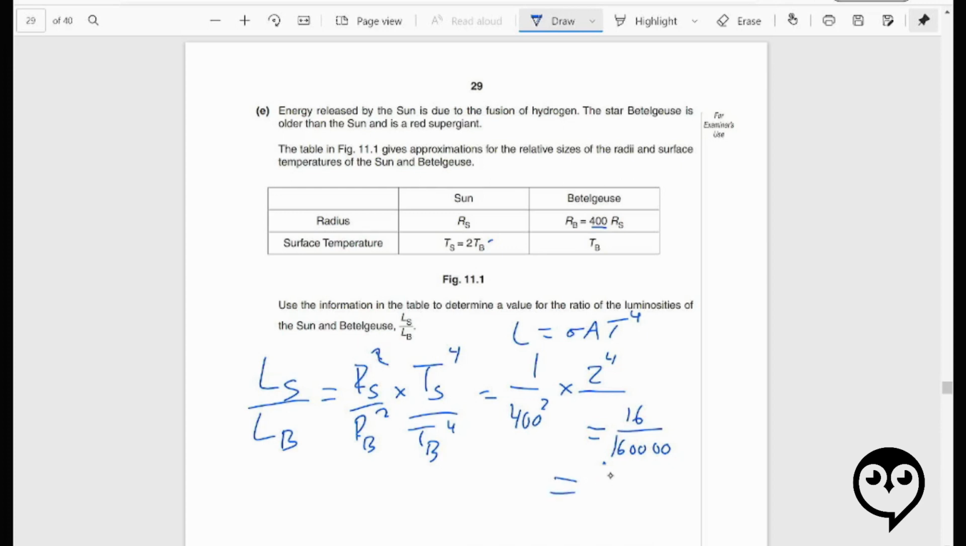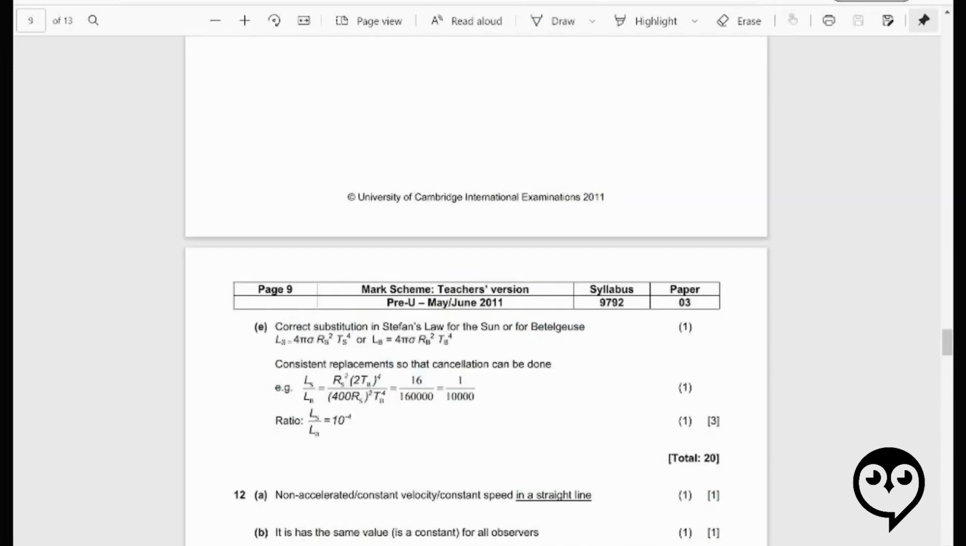Looks to me like our ratio is 1 over 10,000, or 0.0001. If we take a look at our answer, yeah, 10 to the negative 4, 1 over 10,000. I think we've got it.